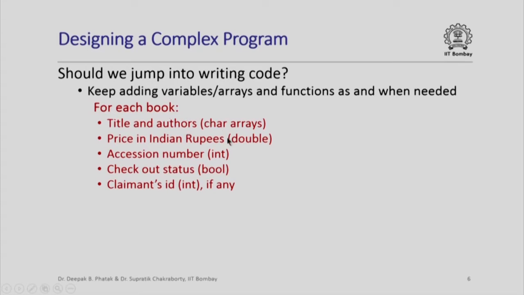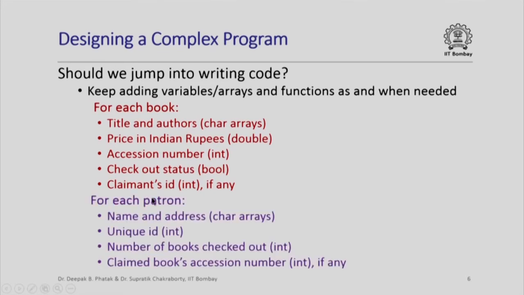For each book I also need to store the price in Indian rupees, and I could have a double variable for each book for this purpose. Similarly, I could have an integer variable for each book which stores the accession number of the book. I could have a boolean variable for the book which stores its checkout status, and I could also have an integer variable for each book which stores the unique ID of any claimant for that book.